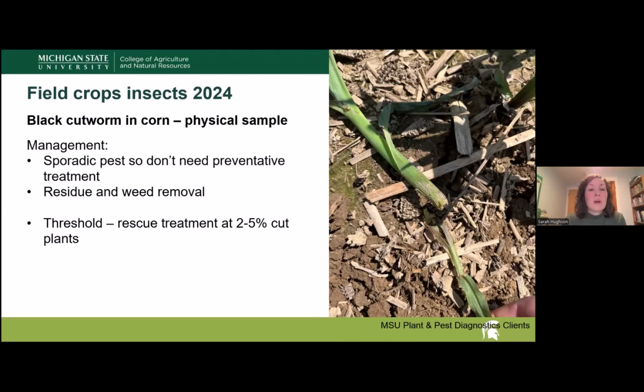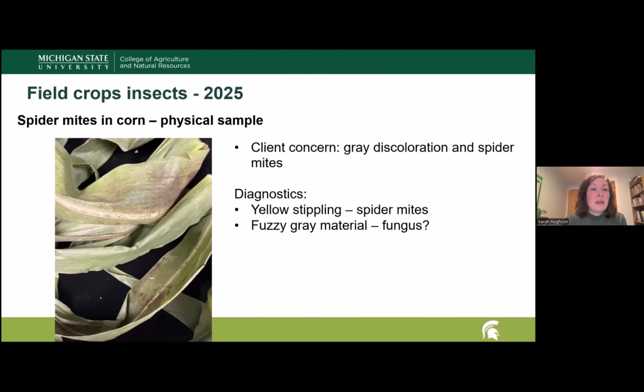Now, with black cutworm, when we do treat for them, we usually do a rescue treatment. And we can apply that rescue treatment when our threshold is reached, 2 to 5% cut plants in the field. So that's going to be stand loss in that field. All right, I'm going to show you guys our next insect, or actually this one is a mite. So this one is spider mite on corn. This is a really interesting one that came in last week.